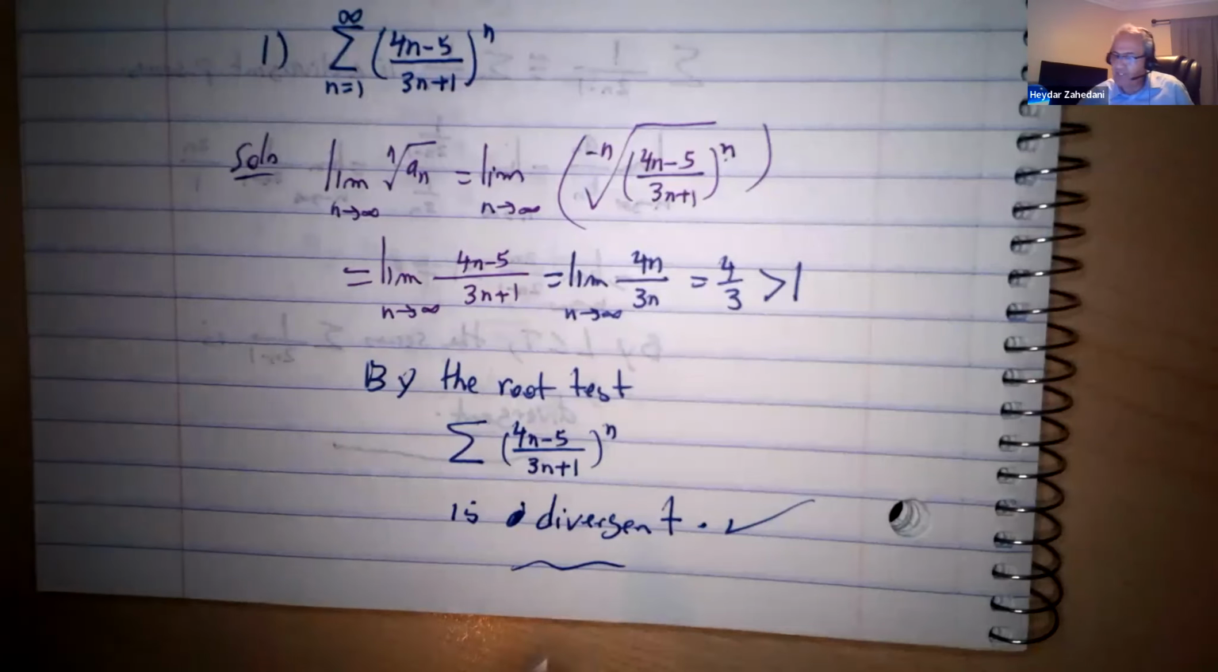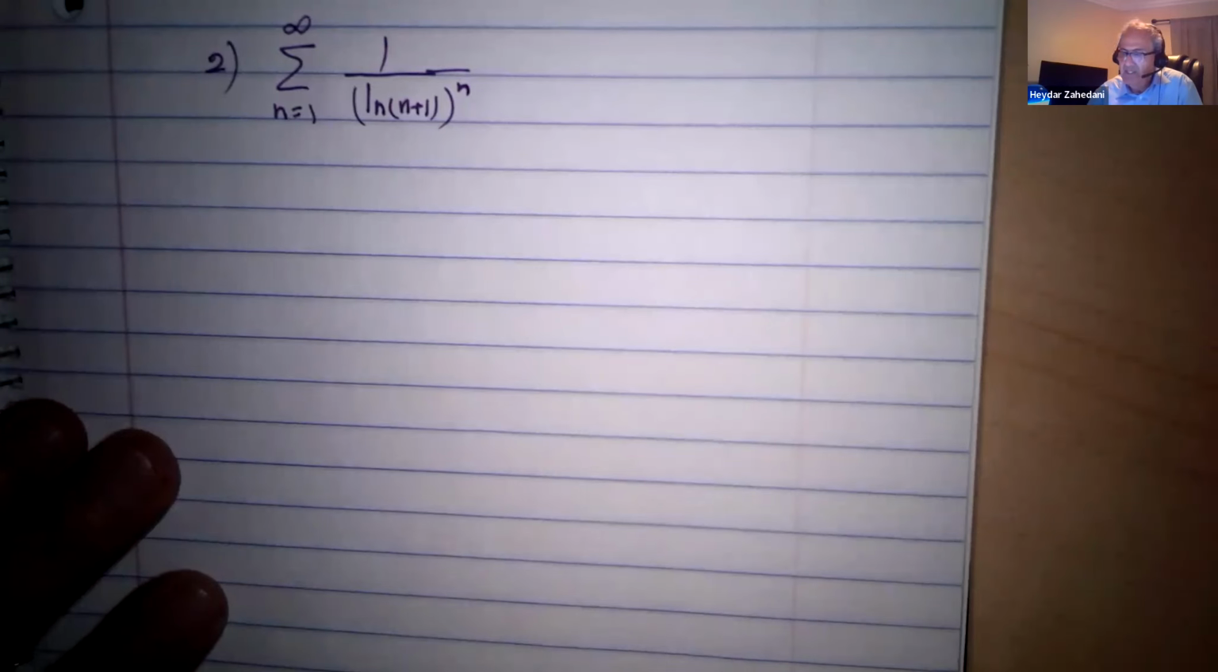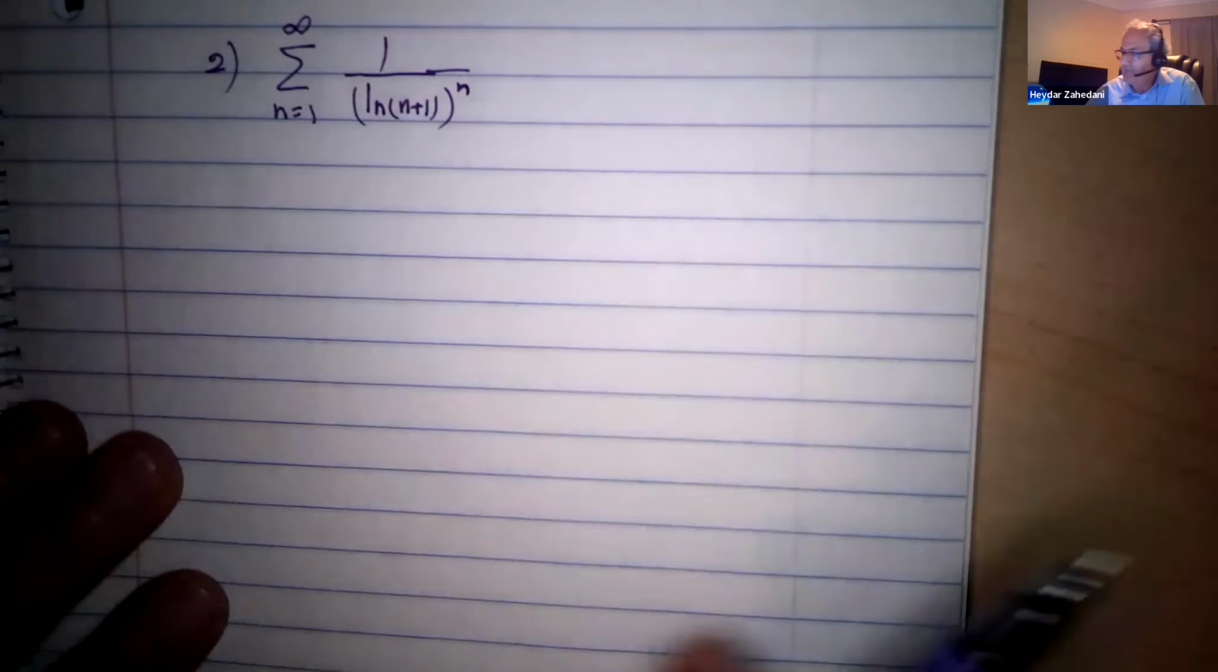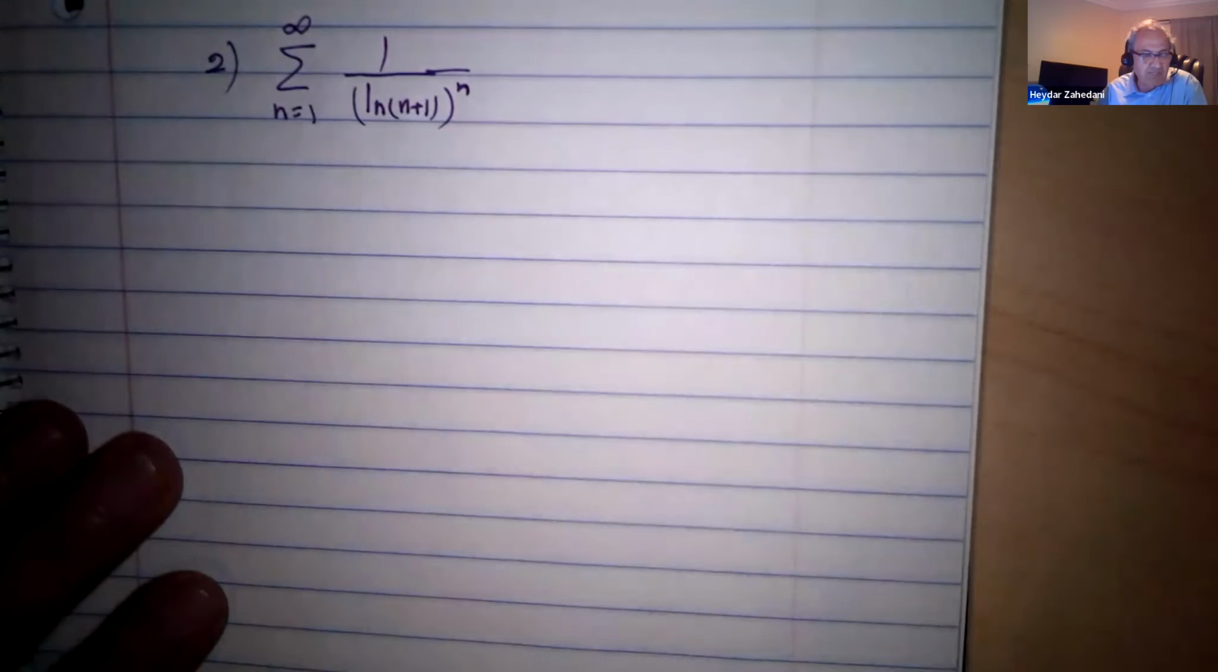Okay, let's give another one, because that was divergent, something which is going to be convergent. Number 2 is going to be sigma of 1 over (ln of n plus 1), everything to the n, n from 1 to infinity. Again, because of the power n here, the best test is the root test. Because you take the nth root, this n will disappear, and the leftover is easy to work with.